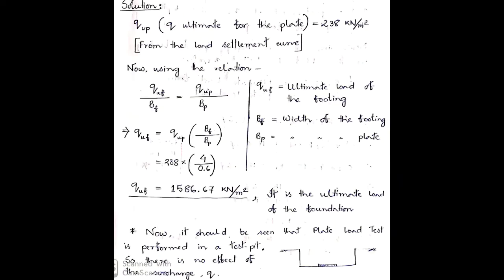Now, ultimate load of the footing divided by width of the footing is equal to ultimate load of the plate divided by width of the plate. Using this relationship, we find the ultimate load of the footing. After that, we look into the fact that the plate load test is conducted on a test pit. The soil is removed when conducting the test, and therefore no surcharge soil is involved in the test.